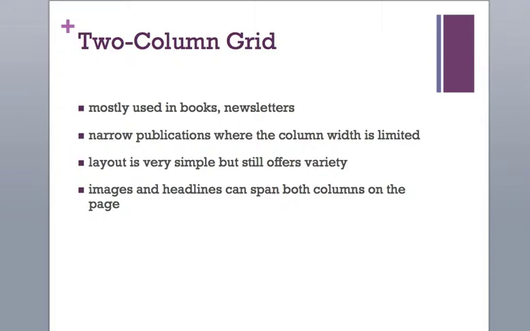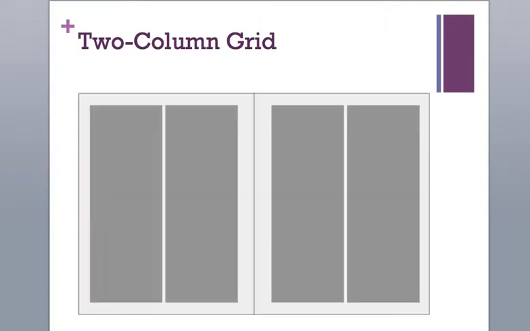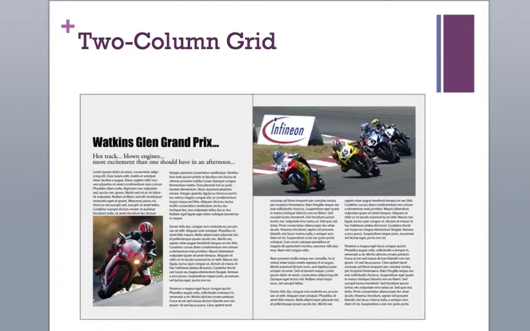Pretty common, used in books and newsletters. It's also pretty common when you've got a narrow publication and the column width is limited. The layout is very simple, but still offers a little bit of variety. Not awesome, but it helps. Images and headlines can span both columns on the page. This is what a two-column grid might look like, right? Not too exciting. And this is what it might look like when you actually use it. So you've seen this a lot in different kinds of publications, and it does the job. Not awesome, but it does the job.